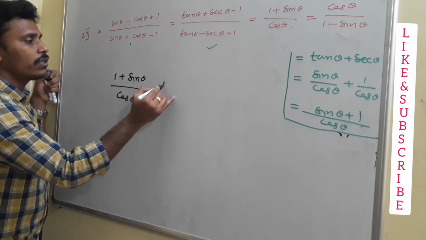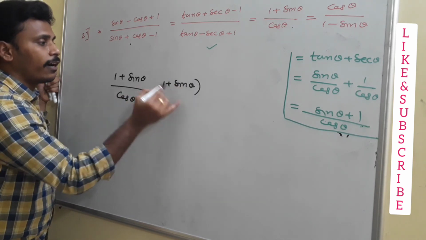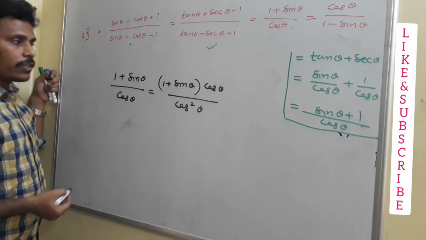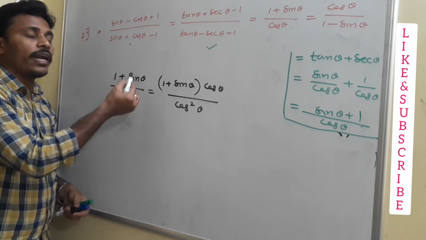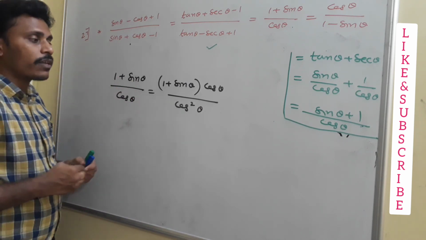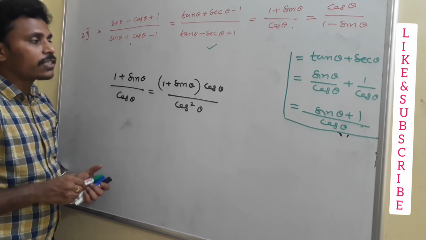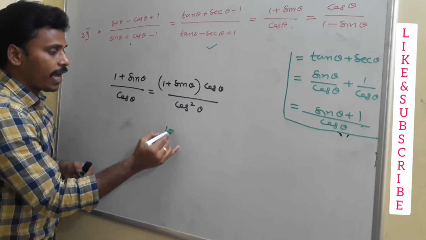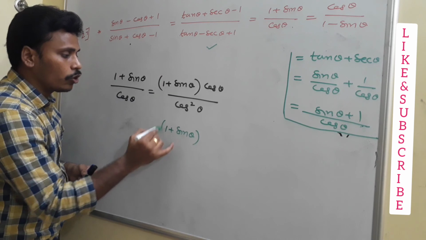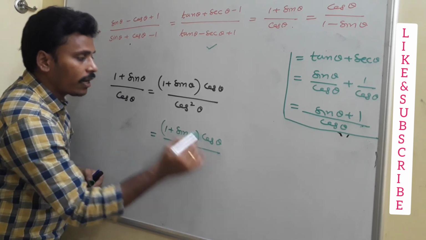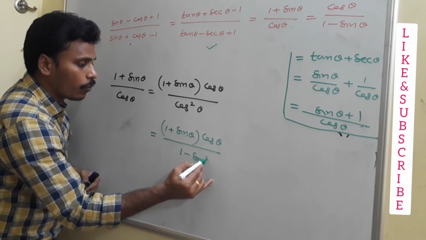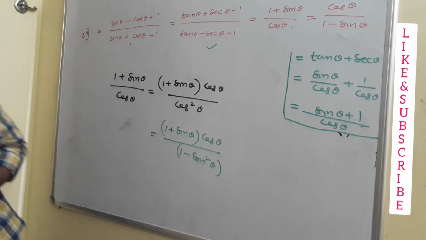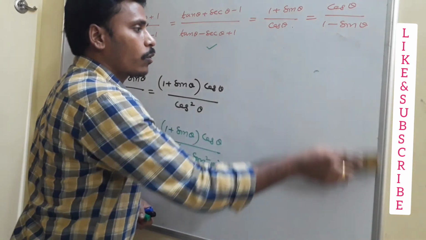So for that what I do is, this equals 1 plus sin theta into cos theta divided by cos square theta. Look at this. What did I do? I just multiplied both numerator and denominator with cos theta. Then the denominator becomes cos square theta. And now what is cos square theta? Cos square theta is 1 minus sin square theta. It's a standard identity we have. See, the numerator is 1 plus sin theta into cos theta, whereas the denominator is cos square theta, which is nothing but 1 minus sin square theta. See, sin square theta plus cos square theta is equal to 1, right? From there, cos square theta is 1 minus sin square theta.